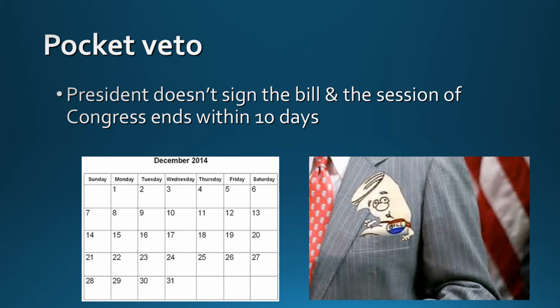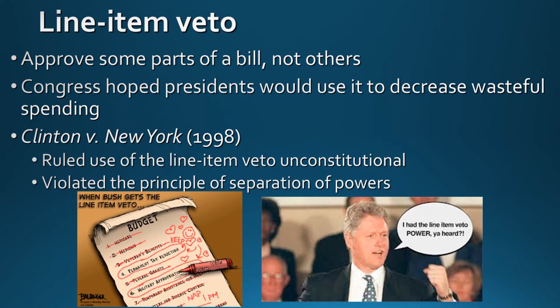It is pocket vetoed. The reason you have that calendar there is because this can only take place at the end of a year, when the session of Congress ends, which is actually every other year in December. So if you had a question on a test that mentioned December, that's telling you, hey, this is possibly talking about a pocket veto. So, the end of the year.